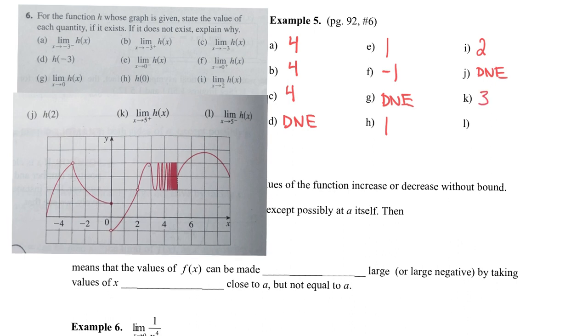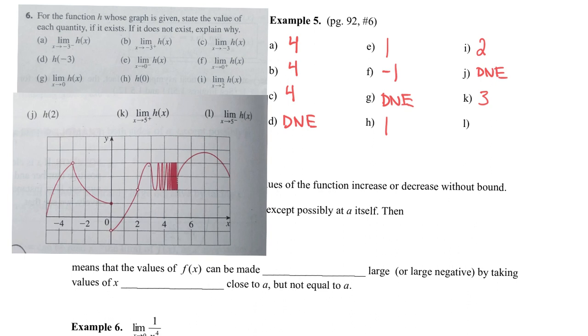Okay, so that one's not too bad, but on this next part, the limit of h of x as x approaches 5 from the left. So now x is approaching 5, so x is coming in here, approaching 5, and as that happens, you can see this seems to oscillate faster and faster and faster.